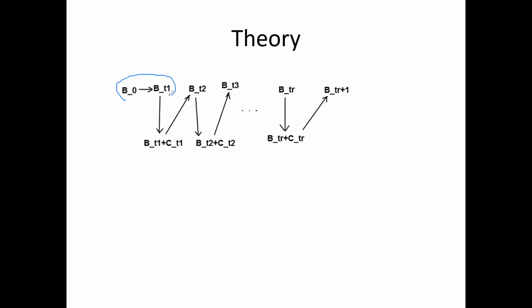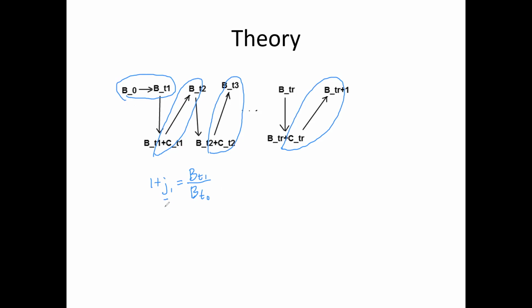This would be 1 plus J1. This will be 1 plus J2, 1 plus J3, 1 plus J, indeed the last one. So 1 plus J1 would be equal to B sub T1 over B sub T0. If B sub T1 is bigger, then you are making money, so J1 would be positive.